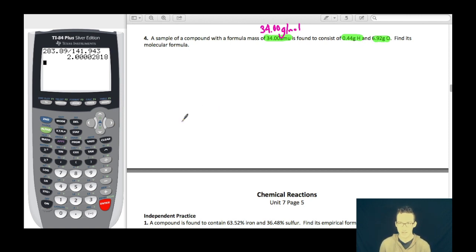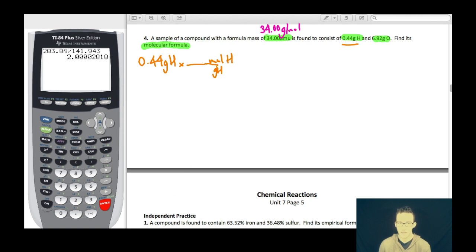So as we take a look at this, again, we're trying to find the molecular formula for this compound. We can't find the molecular formula directly. We have to always go to the empirical formula first and then compare it to the molar mass, or the mass of the actual formula. So we're going to take our masses, 0.44 grams of hydrogen, and convert that to number of moles, grams hydrogen, moles hydrogen.